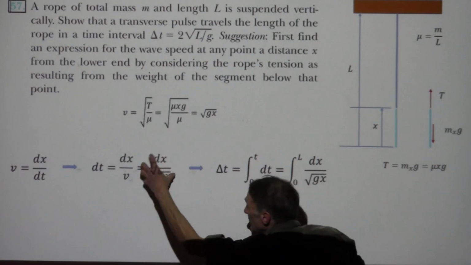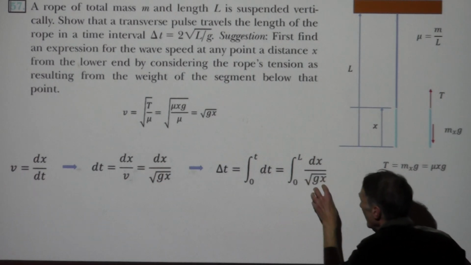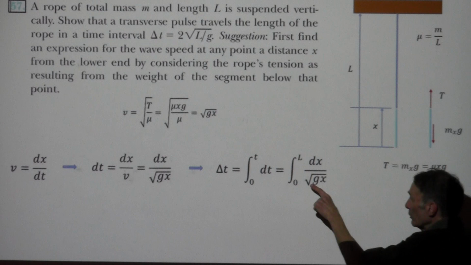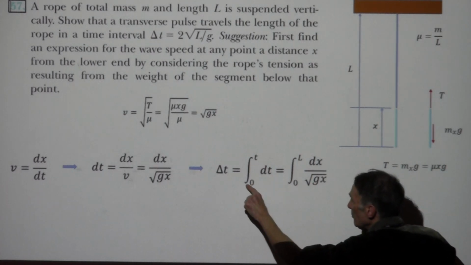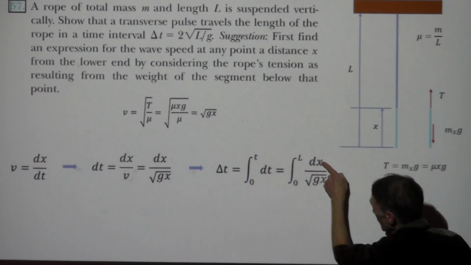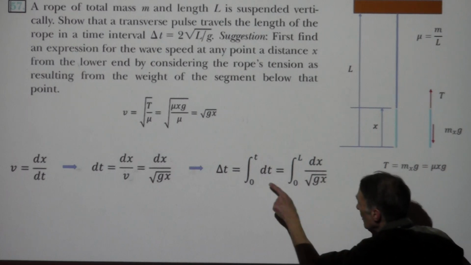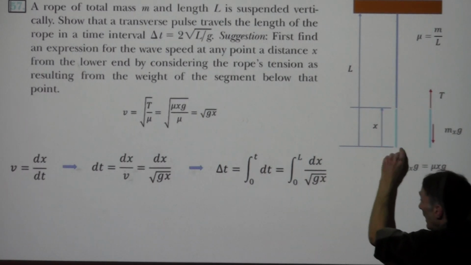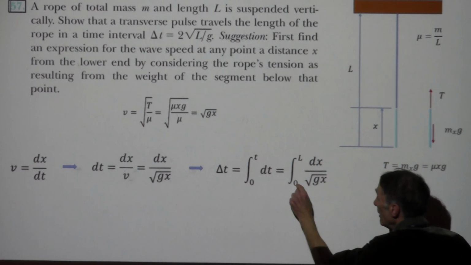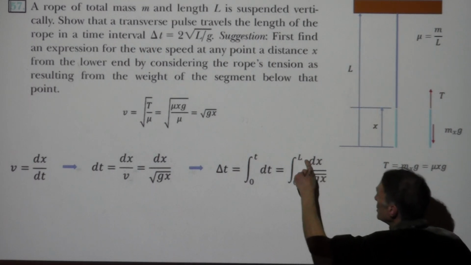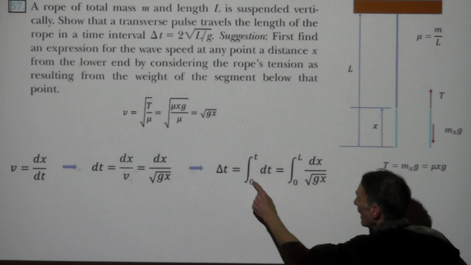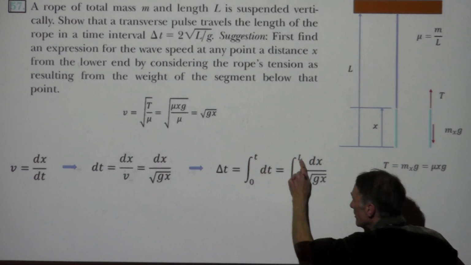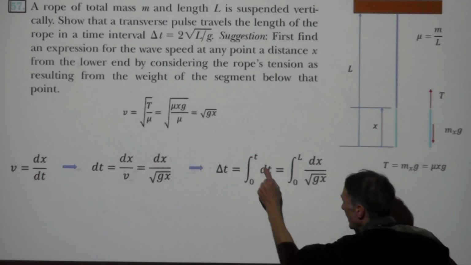Now I would also need to integrate this side, and I want to look at my limits here. When t is equal to 0, because I'm doing this in terms of x, this is going to be 0 at where I'm going to start my pulse. X would start at 0, and then go up to a distance L. So I need to just make these terms work together.